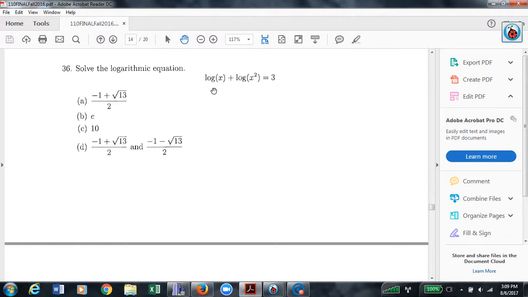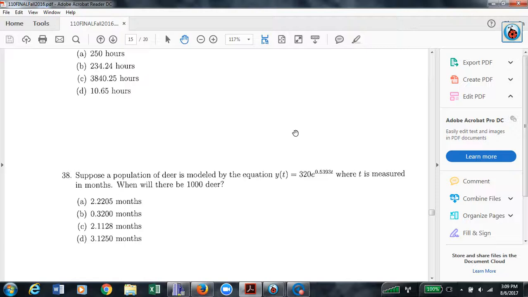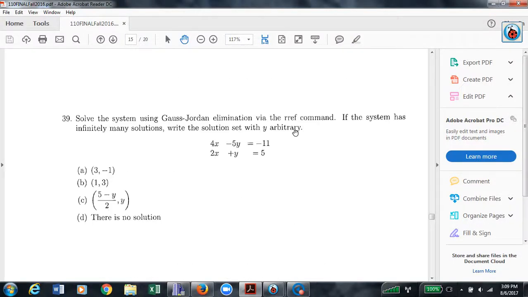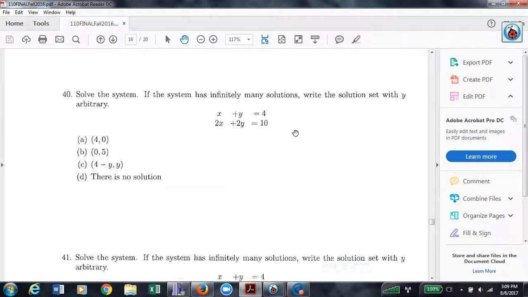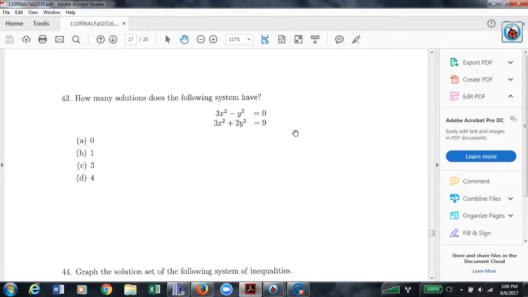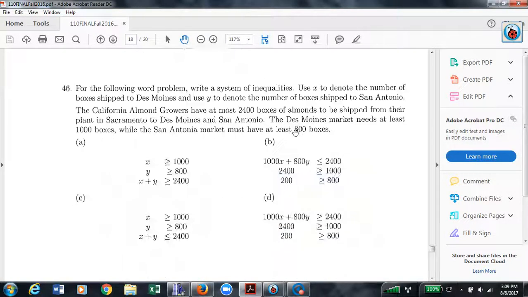Okay, so you have to put those together using rule 1. So that's the common logarithm of x times x squared. So that's the common logarithm of x cubed equals 3. Then change it into exponential. All right, we did a half-life population. So there was one in here. Done all of those. Here we go.